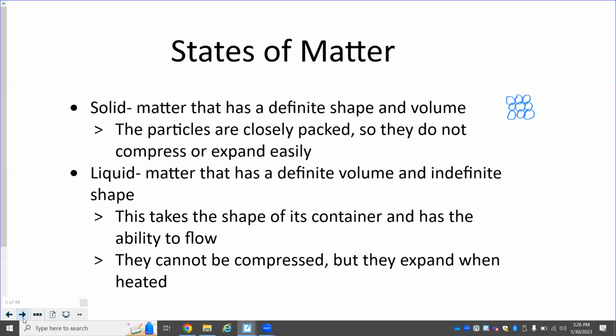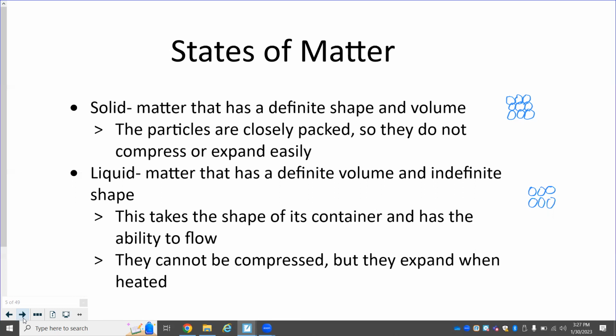With liquids, the particles have the ability to flow. The particles in a liquid are still going to be touching, but a lot of times there tends to be more of a gap, and the particles are able to switch spots with one another, whereas in a solid, they cannot do that. In liquids, because there's still not a lot of empty space, the particles cannot be compressed.